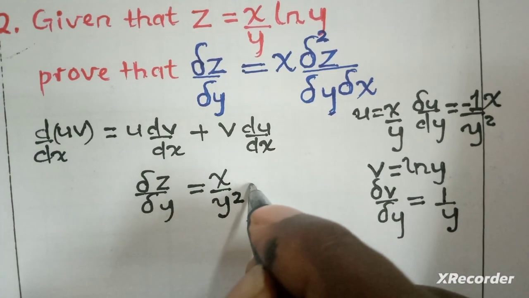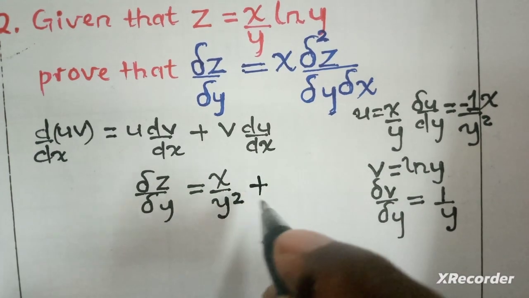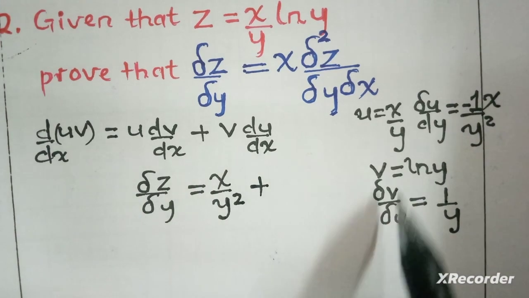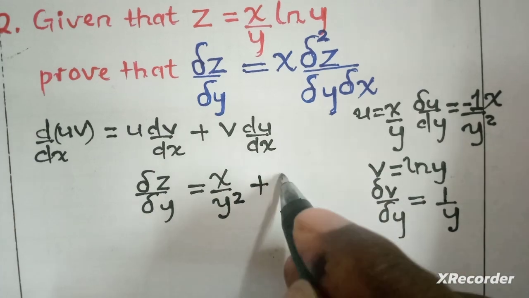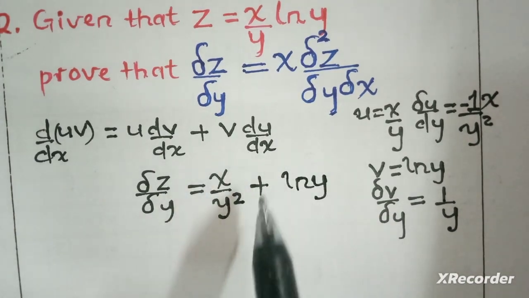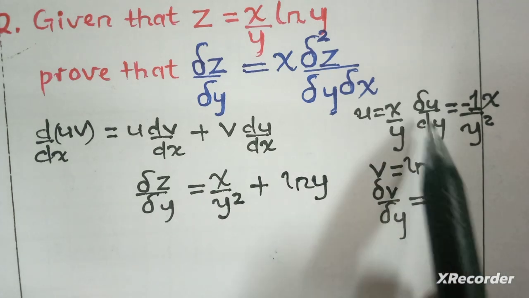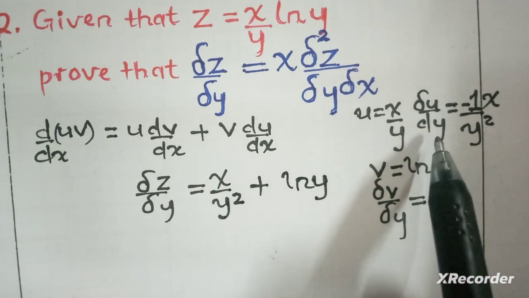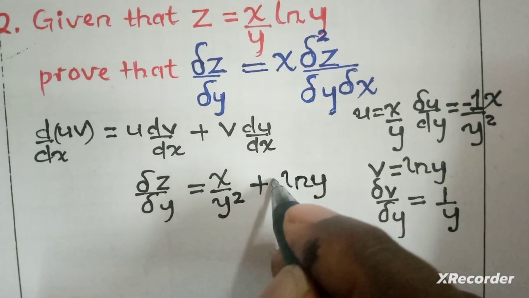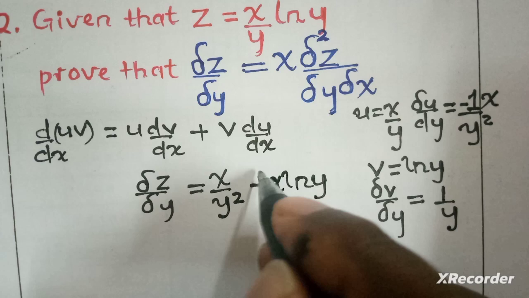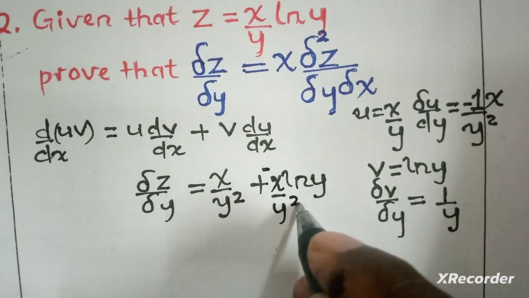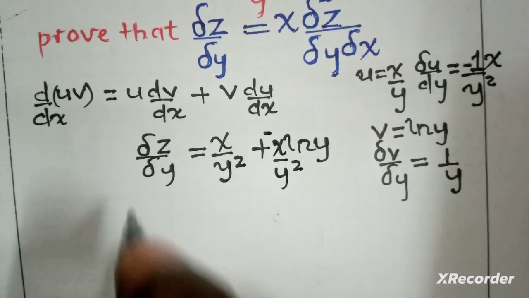I go now to plus, like that. For that, I will come and now say v. The v we have is ln y. So let me put ln y like that. And du, that is the partial differentiation of u with respect to y, is that. So this is negative x over y squared. So guys, to write it better, I'll write it here.